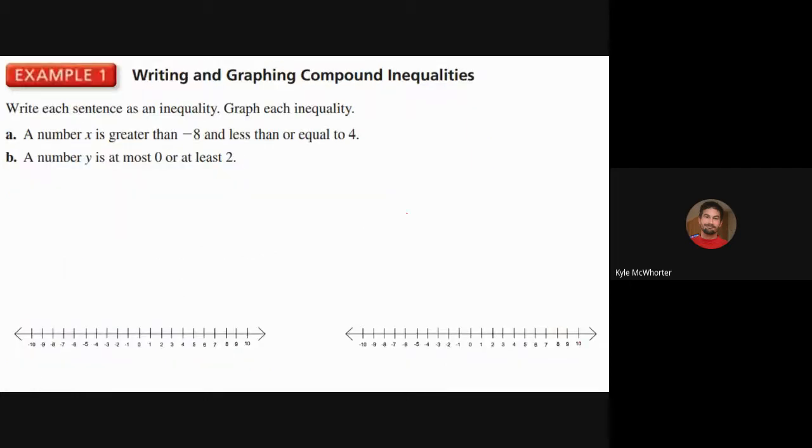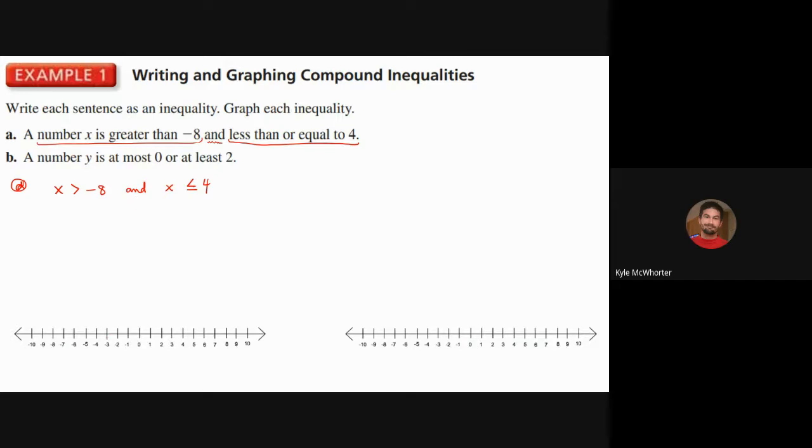So let's look at some examples where we're going to write each sentence as an inequality and then graph that. The first one, A: a number x is greater than -8 and less than or equal to 4. So x is greater than -8 and less than or equal to 4. So x is less than or equal to 4. So there's the "and" way to write it and the in-between statement way to write it.